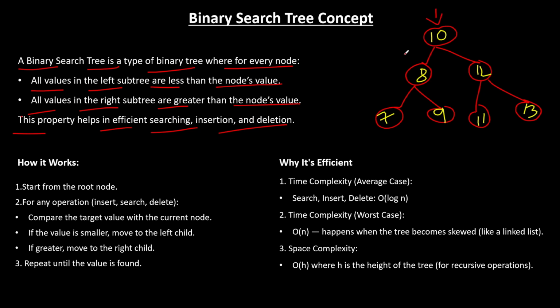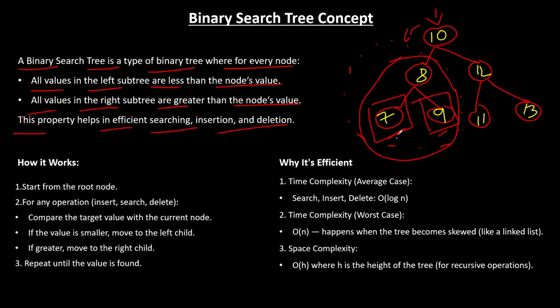Suppose this is a root node. If you observe the left subtree of this node, you could see that 8 is smaller than 10, 7 is smaller than 10, 9 is smaller than 10. Then if you come to this particular subtree, you could see this is smaller than the node, this is greater than the node. So what a binary search tree says is that for every node, the left subtree of that node will have all values smaller than that node, and the right subtree of that node would have all values greater than that node. So here is 10.